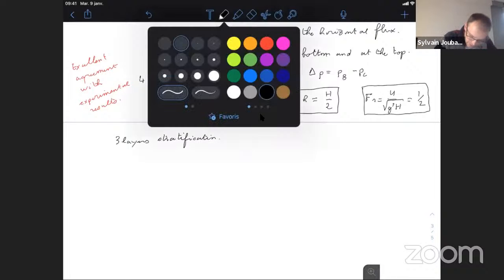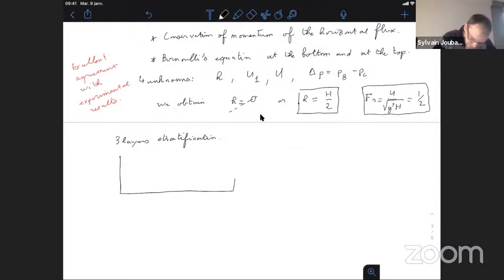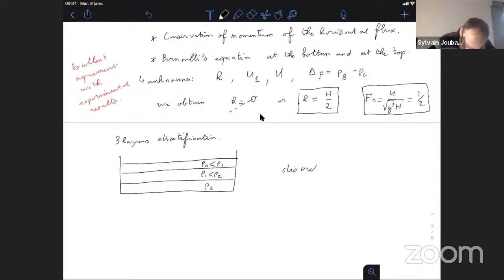By this experiment, you have this system. You have one at density ρ2, ρ1, which is smaller than ρ2, and ρ0 that is smaller than ρ1. And that's a discrete stratification. Of course, in between, you have a small width to go from one density to the other one.